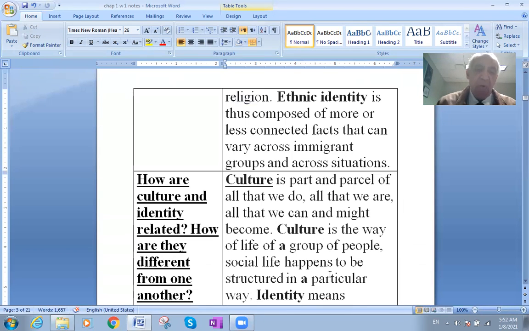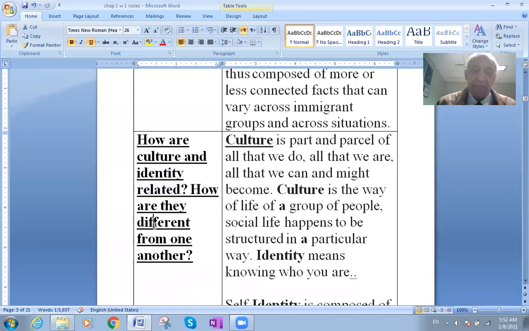So, how are culture and identity related? How are they different from one another? Are they different or are they the same? Culture is part and parcel of all that we do. This is very important. So you are governed by culture. Your behavior is governed by the culture. All that we are, all we can and might become.